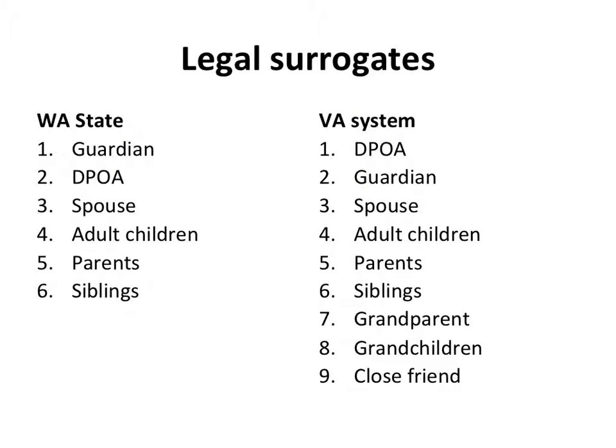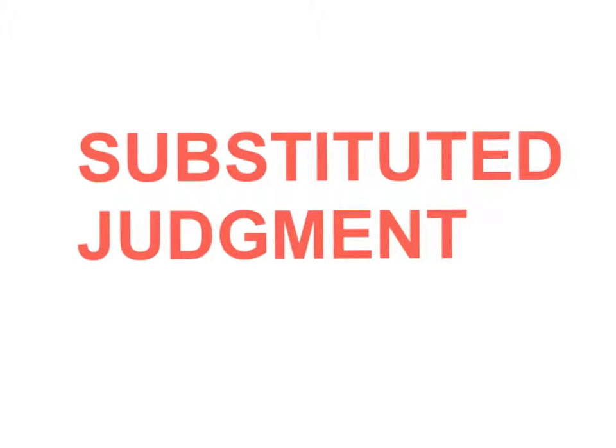If a patient does not have decisional capacity, their surrogate will need to officially make the decision. I've included the list of legal surrogates both for Washington State and for the VA system, which has a different list. As you've discussed in your ethics session, the main principle of surrogate decision-making is substituted judgment. That means the surrogate should be making the decision they think the patient would make if they still had capacity.